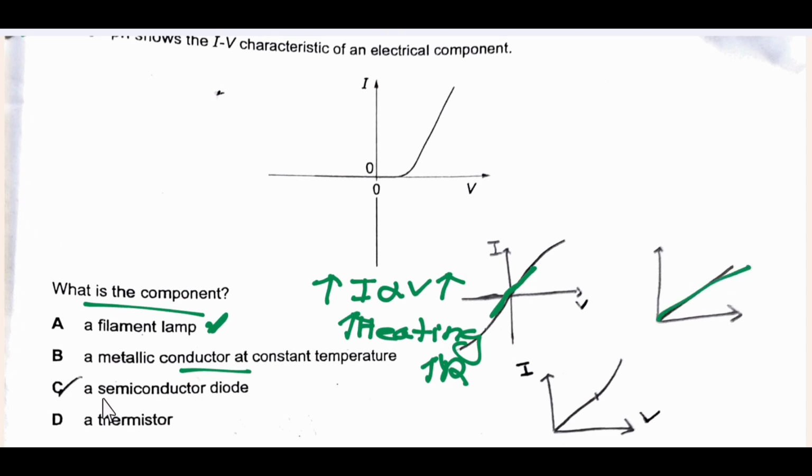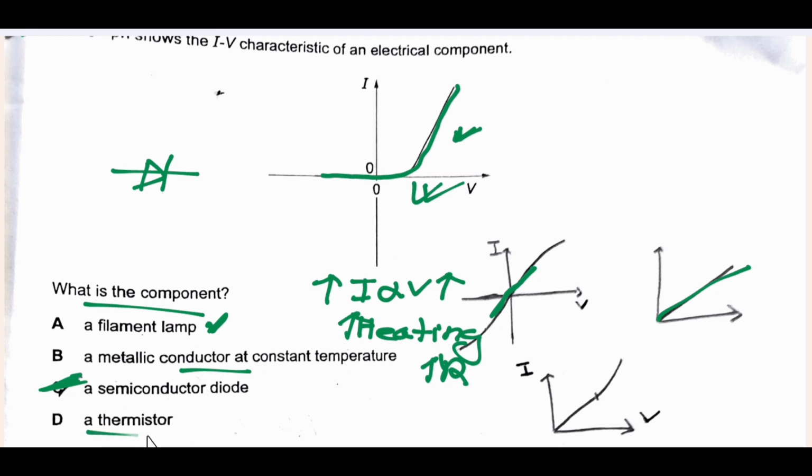Then the graph of a semiconductor diode. So this is the actual graph for a semiconductor diode, because it is represented by this symbol, so this would conduct current in only one direction. In the negative direction it would not conduct, but in the positive direction it would conduct at a greater rate. So this is the graph for a semiconductor diode.